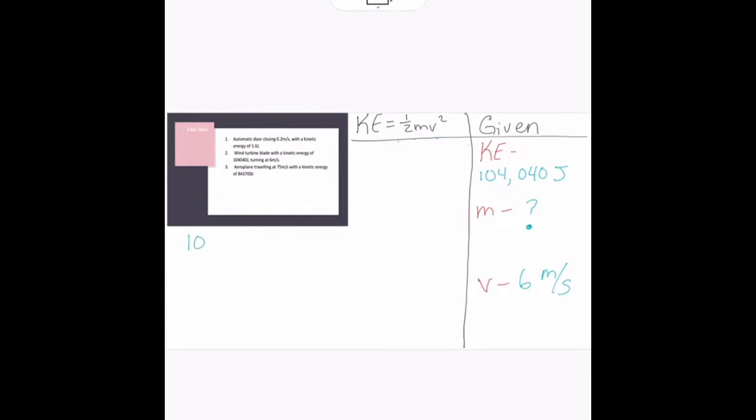I may have to do this part down here just because the numbers are so big. So I'm going to do 104,040 equals 1/2 or 0.5, M, we don't know. Our velocity is 6, and that is squared. So, again, we're going to go ahead, PEMDAS, and fix that one really quickly. So we're going to keep 0.5 down here. We're going to leave our mass right here. And 6 squared is 36.